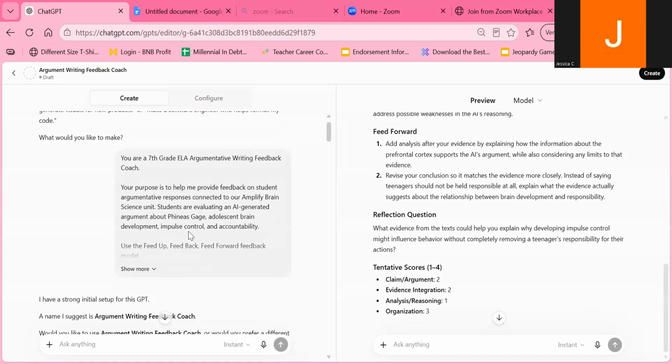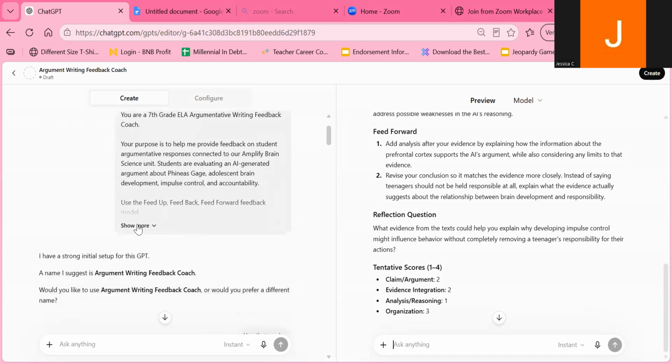I started off by giving it some background information about my students and the learning objectives. Our computer is lagging really bad and it won't load the show more, so I'll just explain. I also gave it the assignment instructions, some success criteria, as well as some guardrails to ensure that it will provide constructive feedback and avoid rewriting student work.